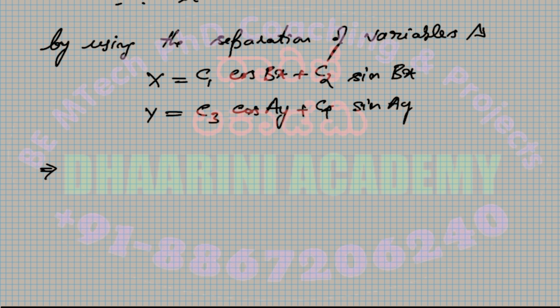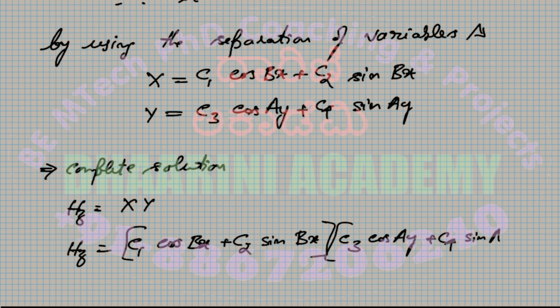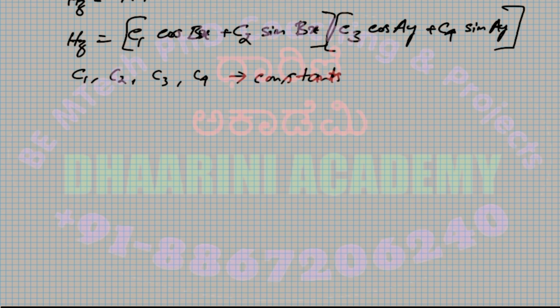That implies the complete solution Hz is equal to capital X into Y. So that means Hz can be directly written in the following format: c1 cos bx plus c2 sine bx, the first term, multiplied with the second term, that is c3 cos ay plus c4 into sine ay, with c1, c2, c3, c4 being the constants, to be evaluated by applying the boundary conditions. I hope you are fine till here.